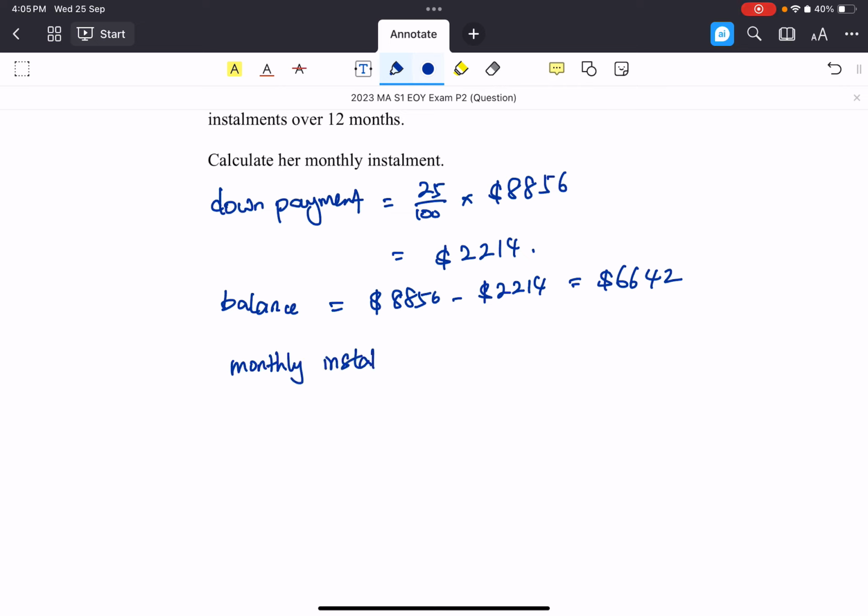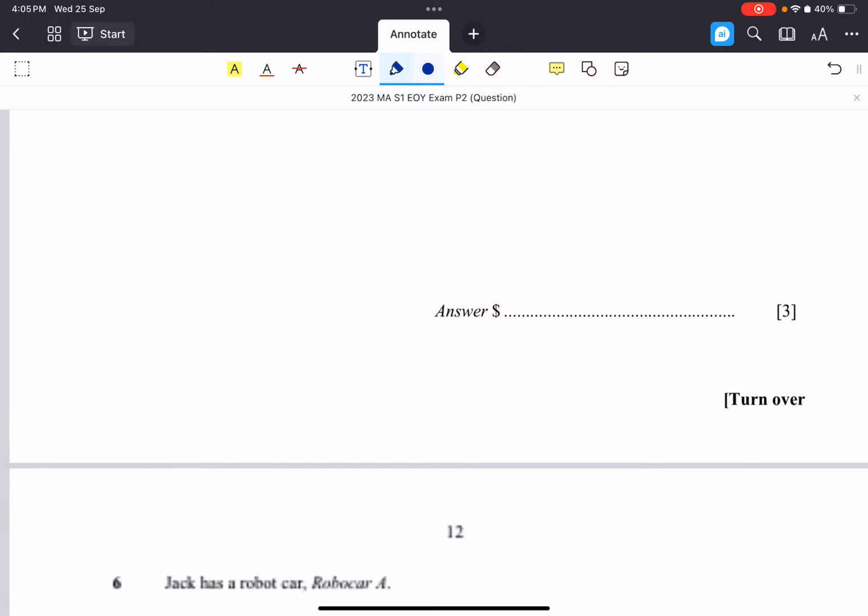So monthly installment equals 6642 divided by 12 months, which will give us $553.50 per month. So that's the amount that Janice has to pay. Okay, let's go to the next one.